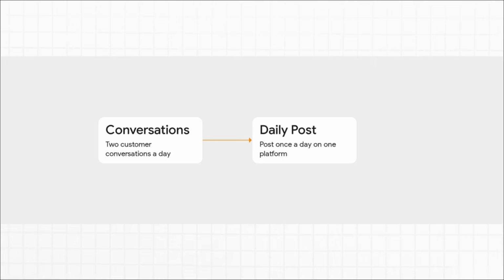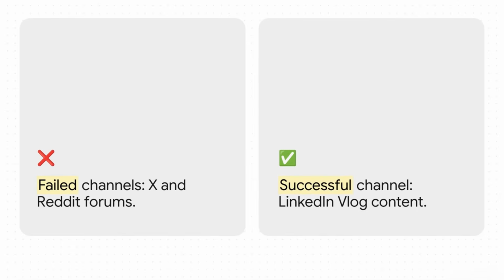Instead, he forced himself to commit to 2 non-negotiable daily actions. Step 1, 2 customer conversations every single day, either on the phone or in person. Step 2, post once a day on a single platform just to document his journey. That's it. Now, this initial struggle with traffic channels almost broke the whole project.